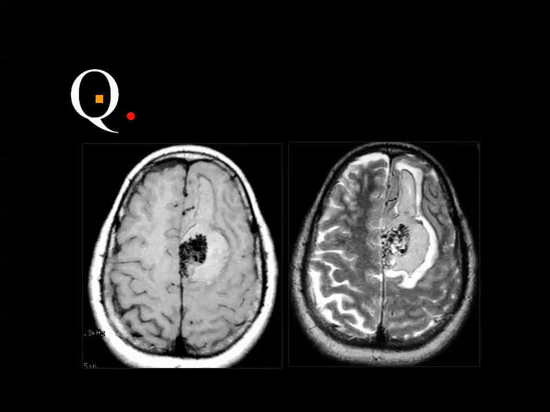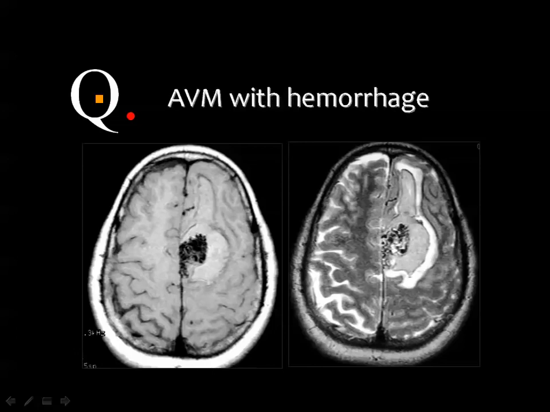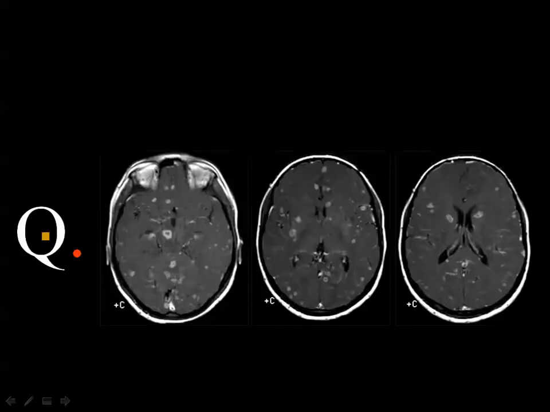And this is axial T1 and T2 weighted images showing a bunch of signal void vessels representing arteriovenous malformation surrounded by high signal in the T1 and high signal in the T2 representing hematoma, and a rim of high signal in the T2 representing edema. And this is an arteriovenous malformation with hemorrhage.